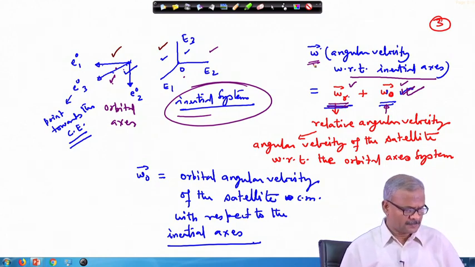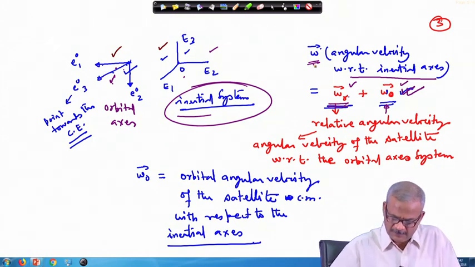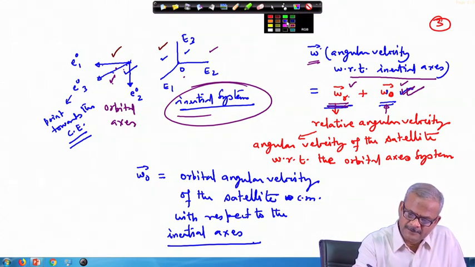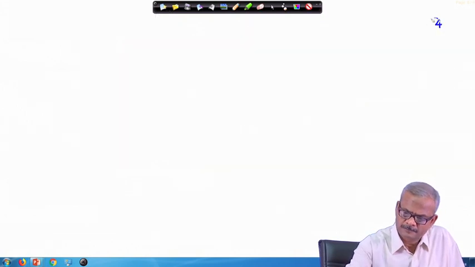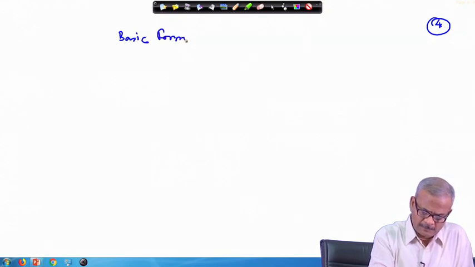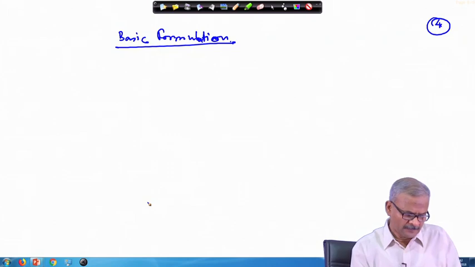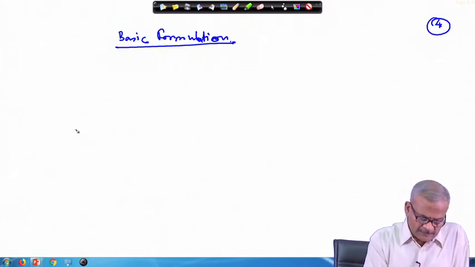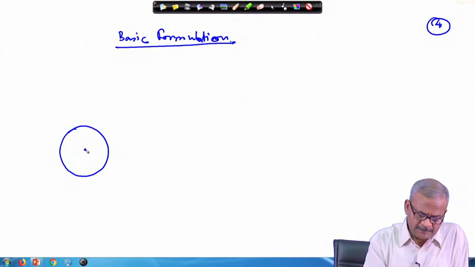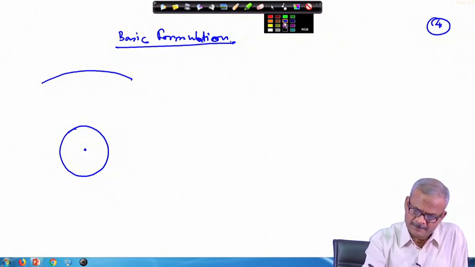Now, we have to again discuss the rotation and other things, but I will come to that later on. Let us start with the developments. Basic formulation for the gravity gradient satellite. If we take this to be the earth, this is the orbit, and I have a rigid body here.